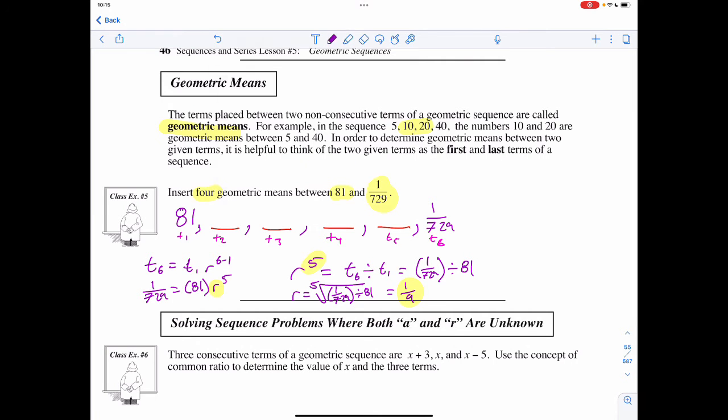If I know that r is 1 over 9, I can fill in these missing terms by multiplying by 1 over 9 each time. 81 times 1 over 9 is 9, times 1 over 9 is 1, times 1 over 9 is 1 over 9, times 1 over 9 is 1 over 81, and then times 1 over 9 again is 1 over 729.